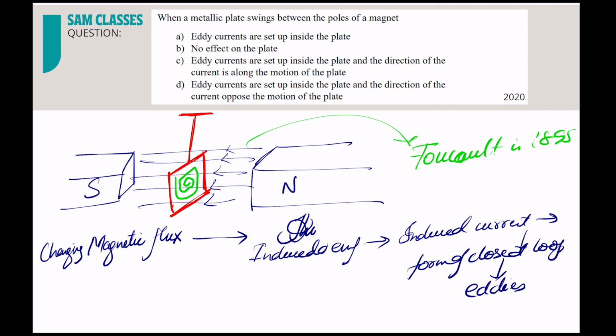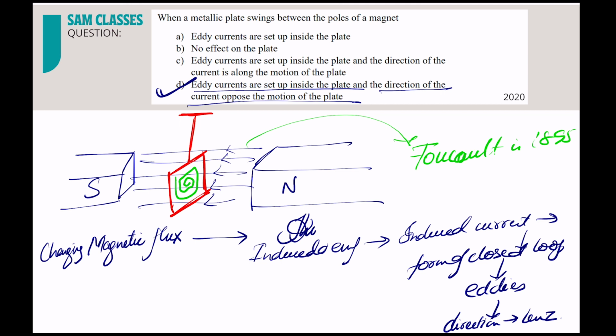Now the direction of the eddy current is given by Lenz's law. And what does this say? Lenz's law always says that whatever happened opposes the change. The current acts in a direction so that it opposes the motion of the conductor. Done. See which option. Eddy currents are set up inside the plate and the direction of the current opposes the motion of the plate. So we need to understand, very simple.